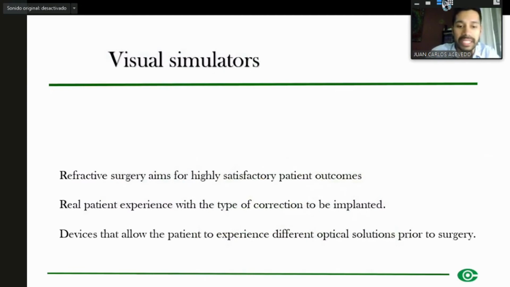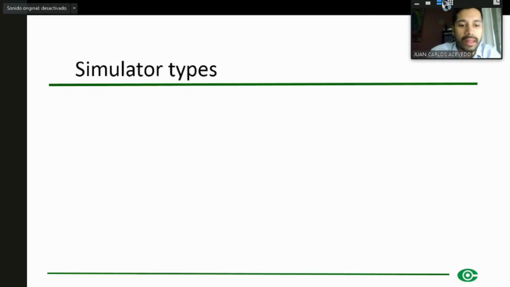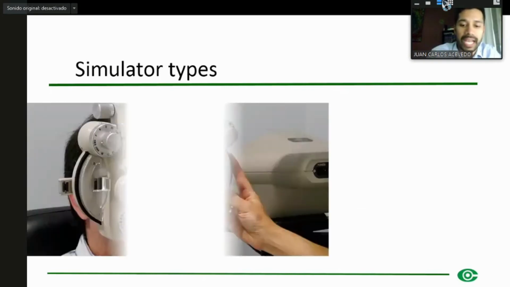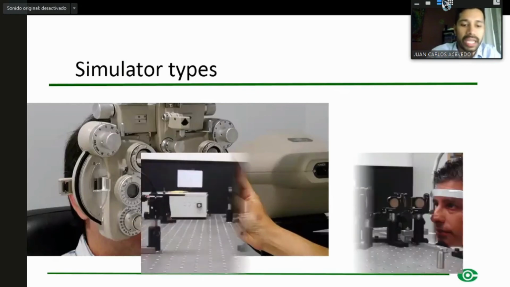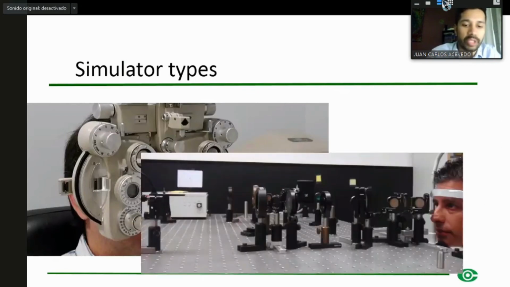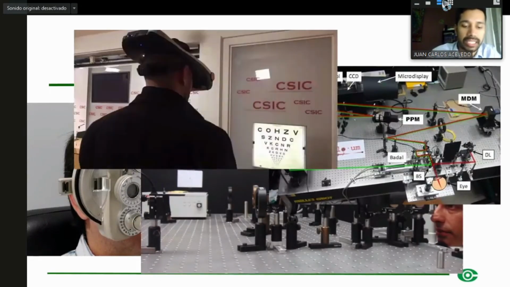Therefore, devices were developed to allow the patient to really experience the type of correction that is intended to be implanted. This enables him to experience different optical solutions prior to surgery. There are several types of simulators. The most classic and known by all is the phoropter. Based on this, more sophisticated devices have been created that integrate various visual systems and special lenses.